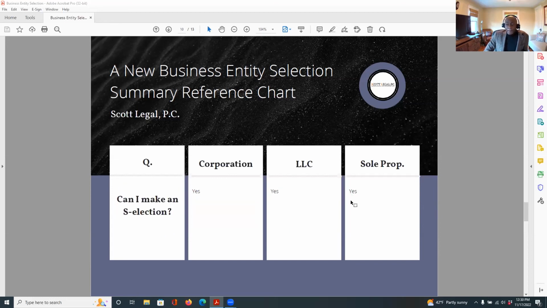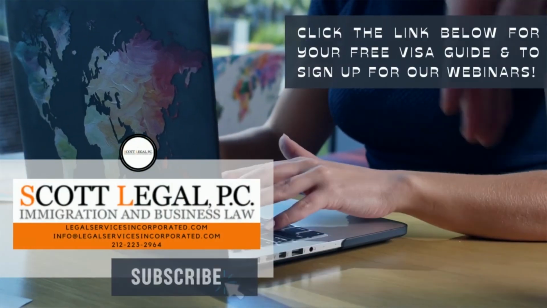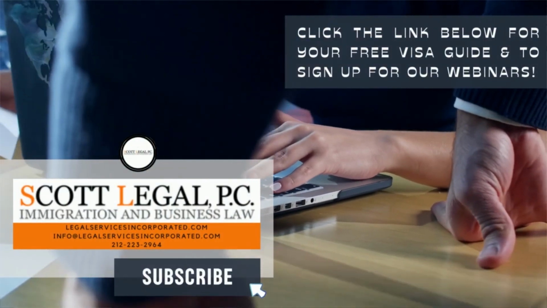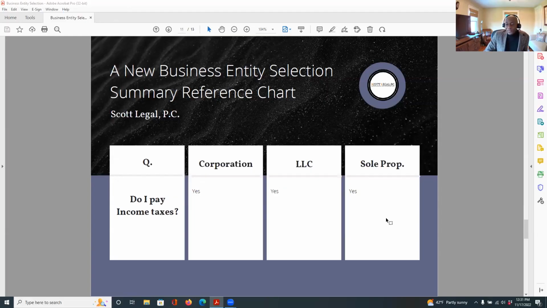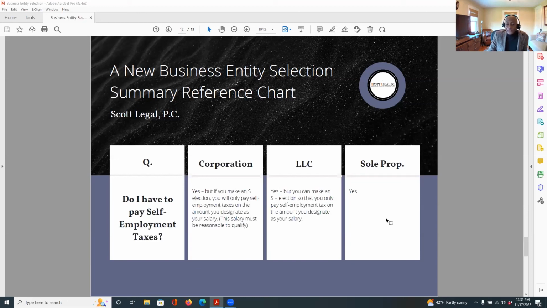And all of these, when we talk about S election, really what we're talking about is just can you make it so that you're not double taxed? But regardless, there are a few things you can be certain of in life, and one is death and the other is taxes, right? So with all of the entity types, you're going to have to pay taxes.